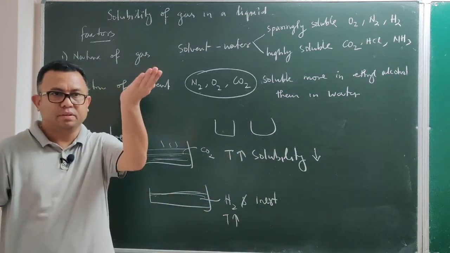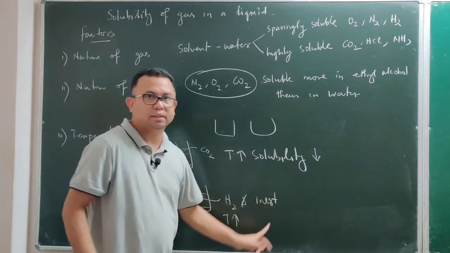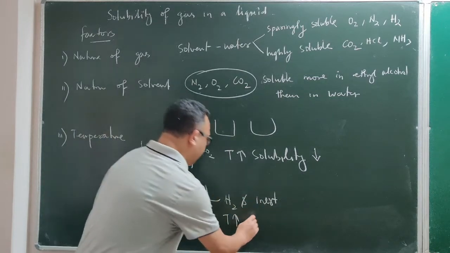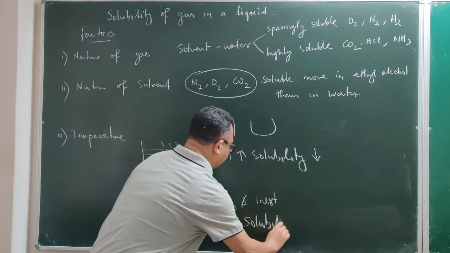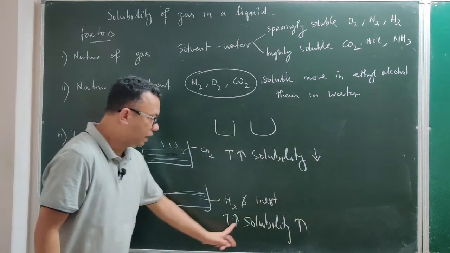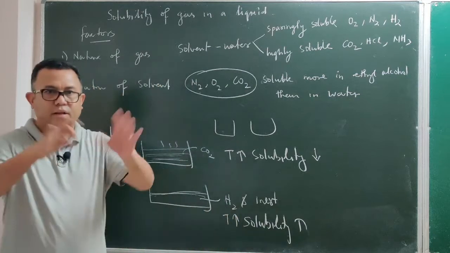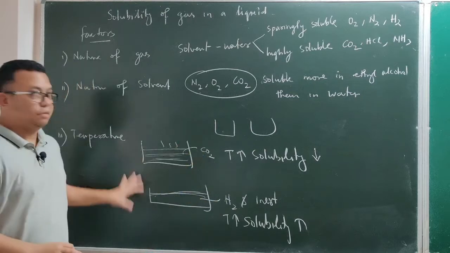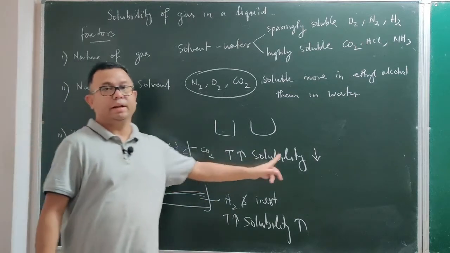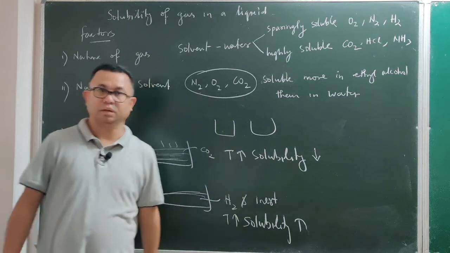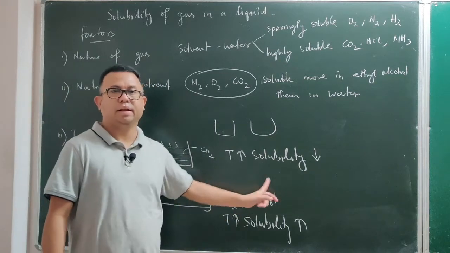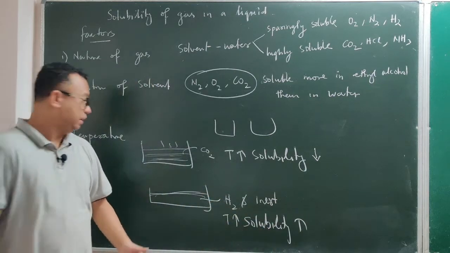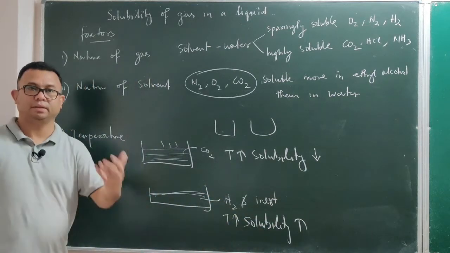With the increase in temperature, it has been seen that these two kinds of gases, inert gases and hydrogen, their solubility increases. So here I can use the word directly proportional. Now generally, if you ask how temperature affects the solubility of a gas, I'll say that for almost all gases, solubility and temperature are inversely proportional. But for gases like hydrogen and inert gases, solubility and temperature are directly proportional. This is your third factor.